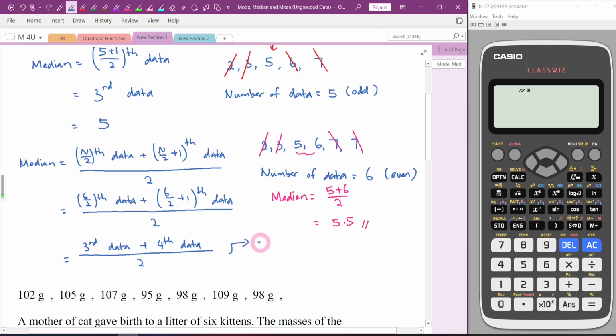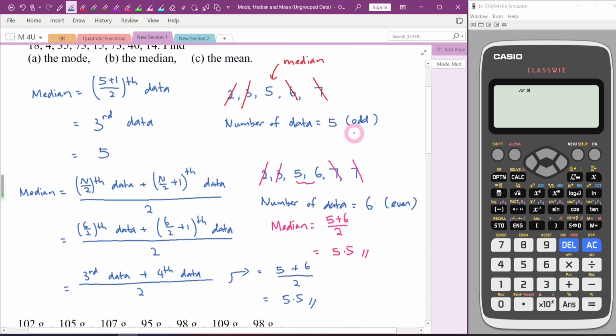Okay, let me write over here. 5 plus the fourth data, 1, 2, 3, 4. So 6 divided by 2. So 5 plus 6 is equal to 11. 11 divided by 2, you will get 5.5. You will still get the same answer. But some students, they always get confused between these two formulas. They forget when do we need to use this formula, when do we need to use this formula.